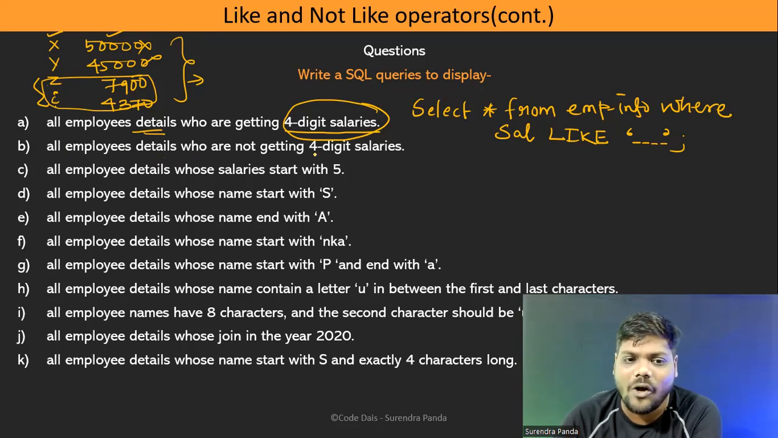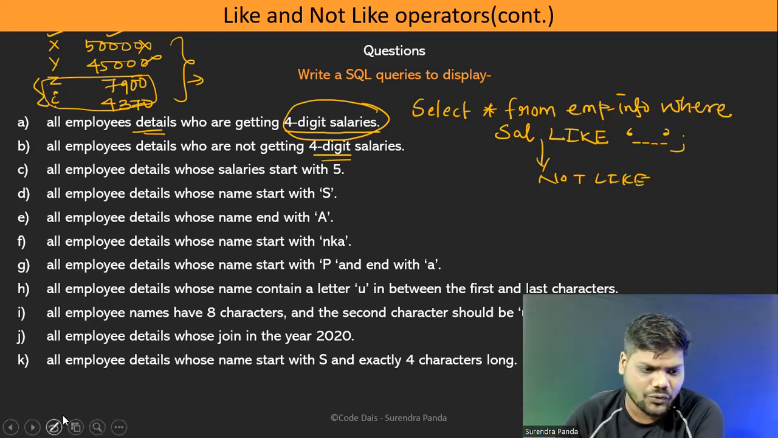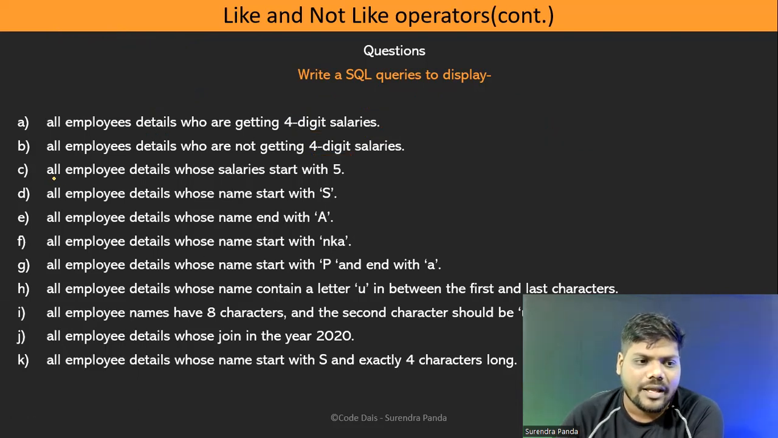Next, display all the employee details. Those who are not getting a 4 digit salary, not getting means you have to write not like, that's a clear cut information. Apart from that, nothing, believe me. Fine.